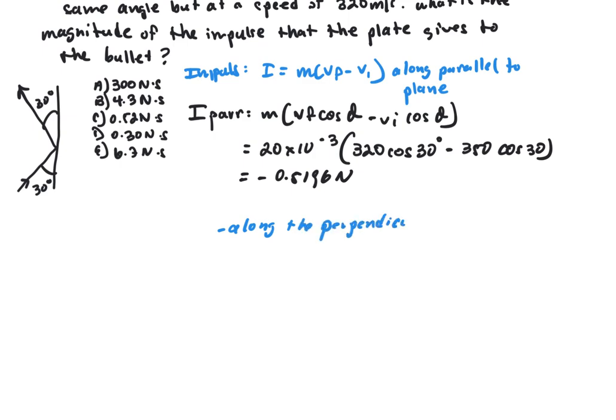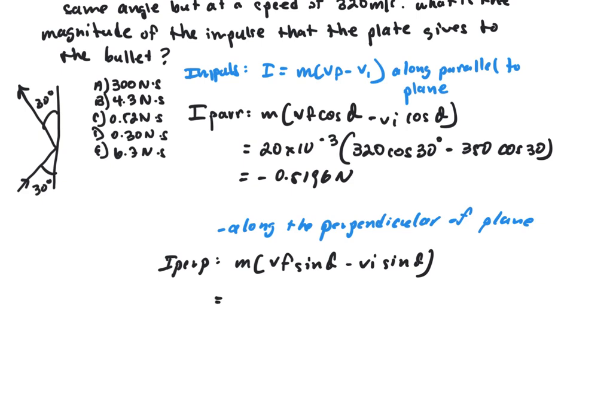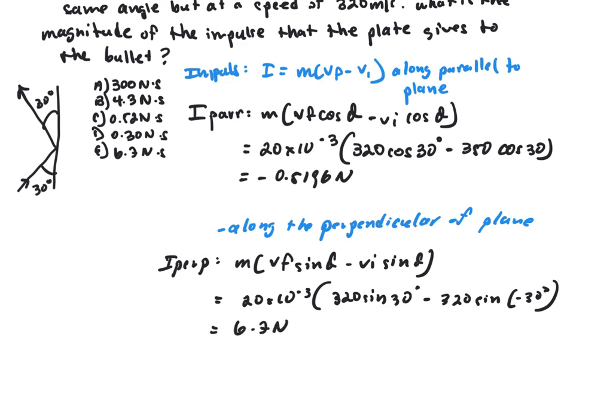Now we're going to get the impulse along the perpendicular plane. So I perp will be mass times V_f sine minus V_i sine, which equals 20 times 10 to the negative 3 of 320 sine of 30 minus 320 sine of negative 30. This comes out to 6.7 newtons.